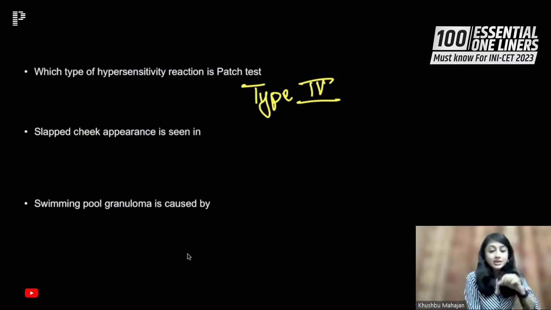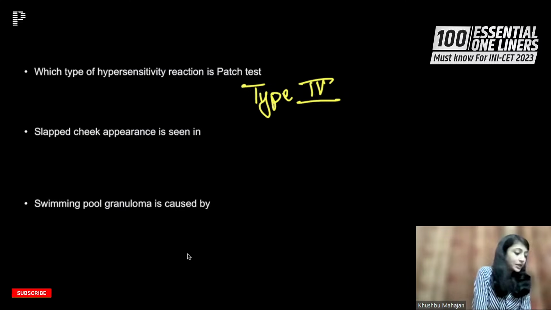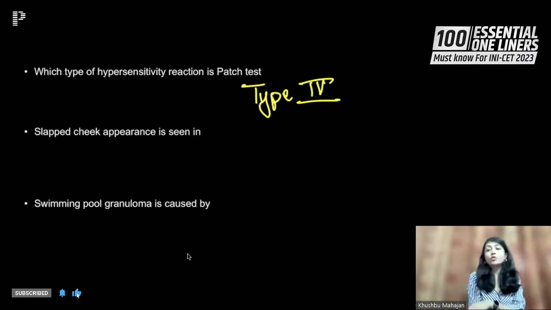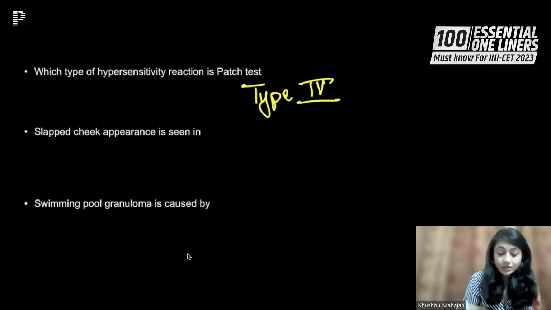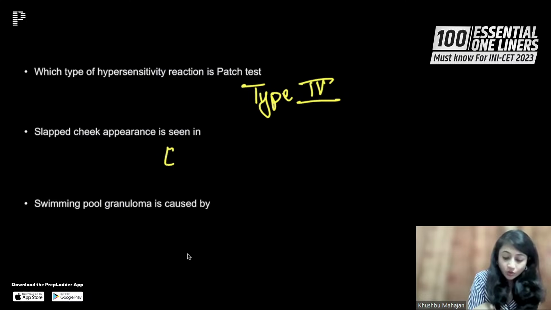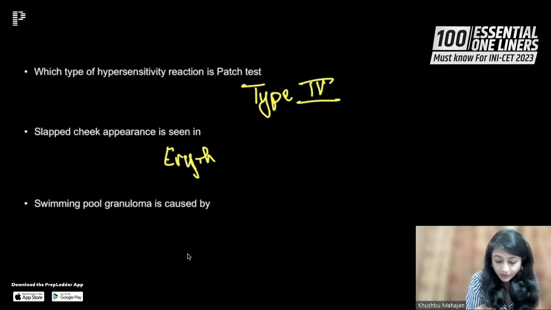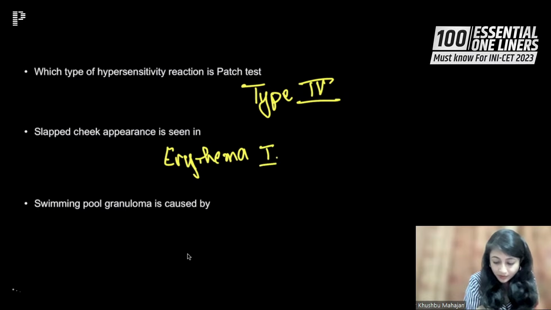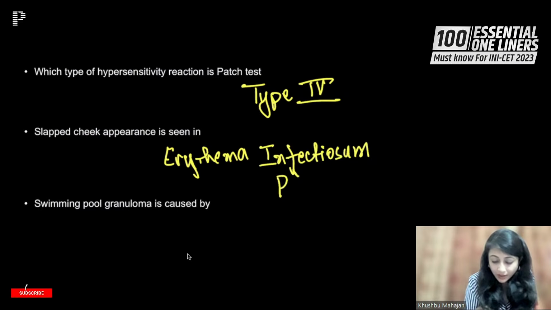Next question, slab cheek appearance is seen in. So you're all right. Yes, it is parvovirus. Yes, it is erythema infectiosum. So it is seen in erythema infectiosum, which is caused by parvovirus.